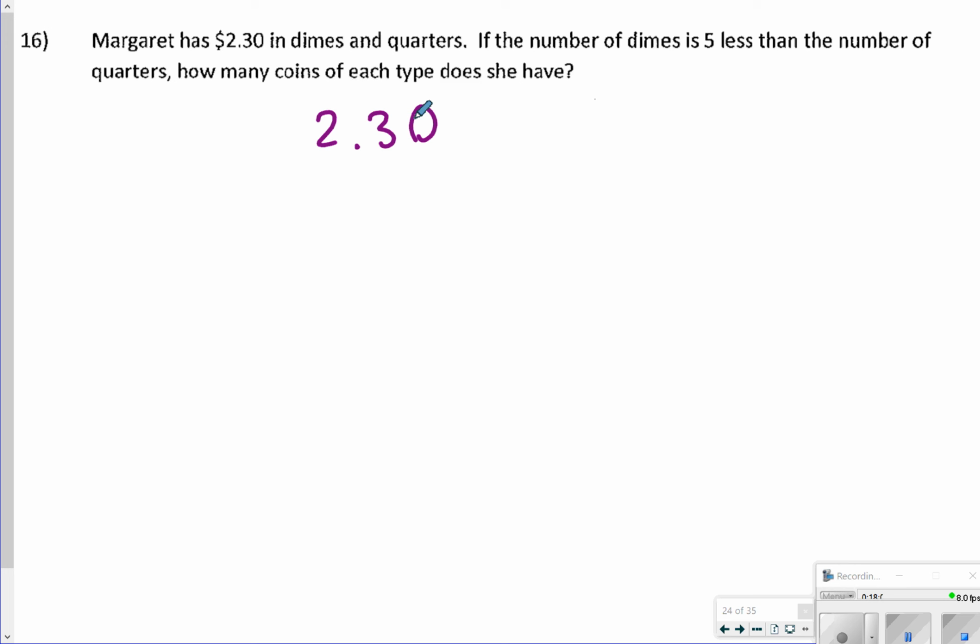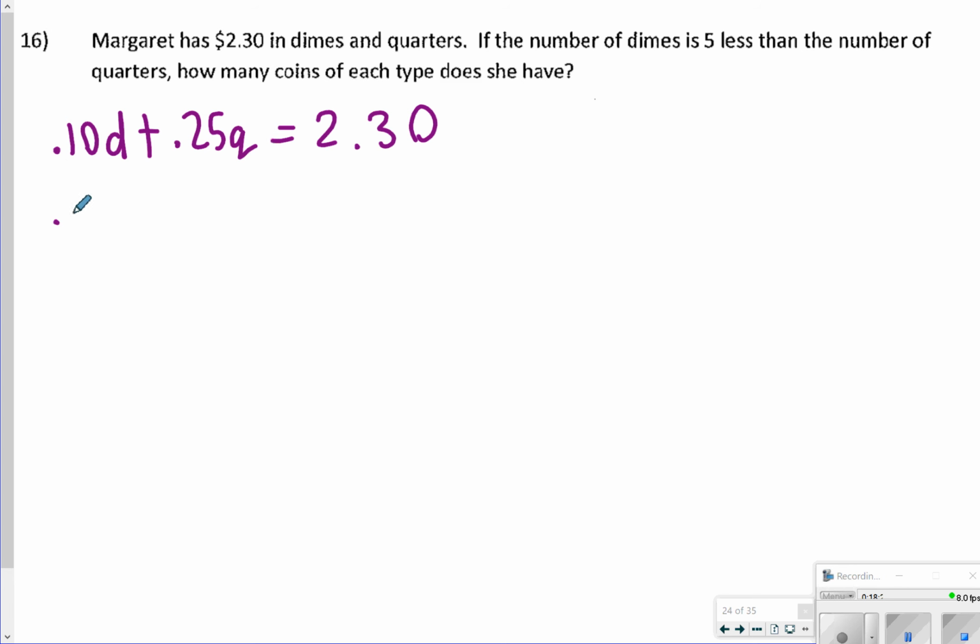And if the number of dimes is 5 less than the number of quarters, how many coins of each type does she have? Well, we know that 0.10 represents dimes and 0.25 represents quarters. So I'll just use dimes and quarters for this one. And what we also know is that the number of dimes is 5 less than the number of quarters.